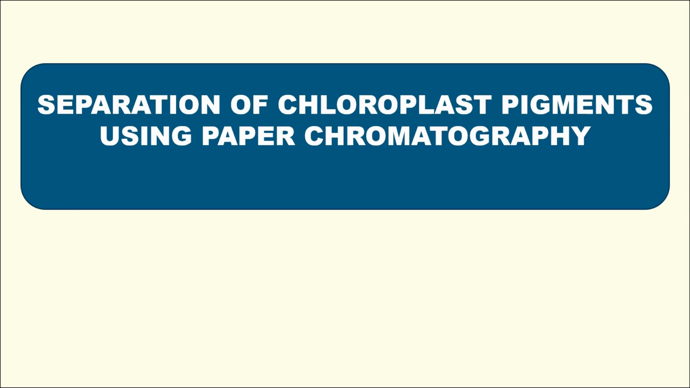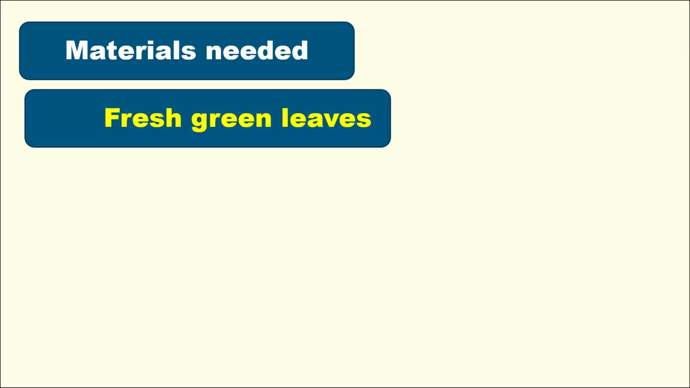Let's get started with the practical steps. Let's start with the materials you will need for this practical. First, you will need to pluck some fresh green leaves. These are the source of your pigments. Then get a mortar and pestle to grind the leaves.